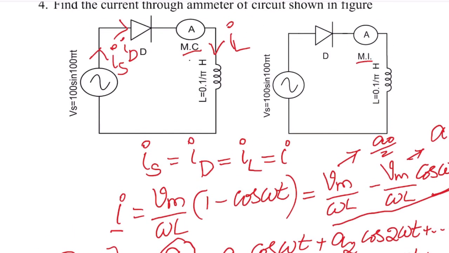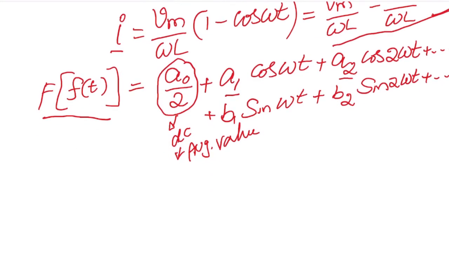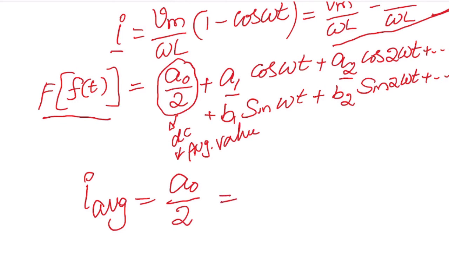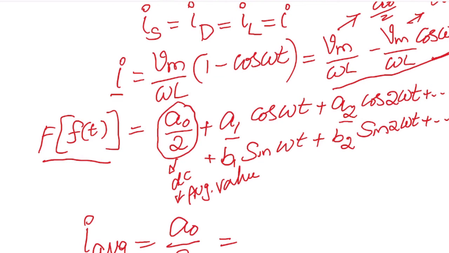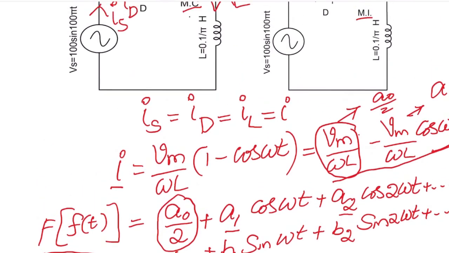Now, in the circuit, one is an MC meter and the other is an MI meter. That means for one I need to find the average value and for the other the RMS value. As you know, if I take the average from the Fourier series, I average is equal to A naught by 2, which in this case is Vm by omega L.